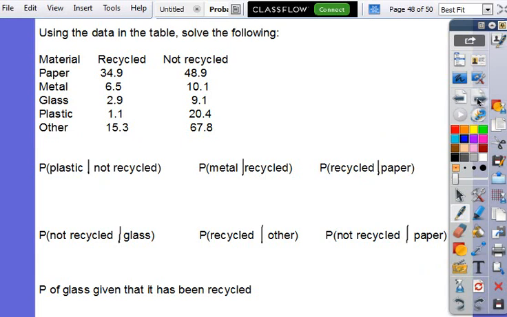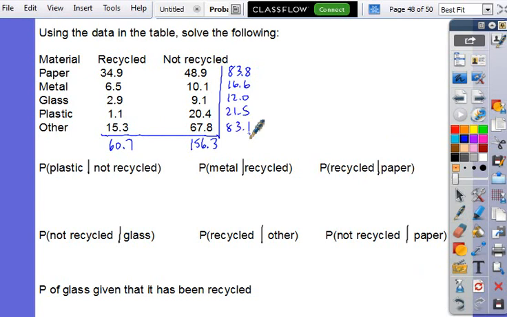All right, again, the first thing you need to do is get the totals. What is the total for recycled? 60.7. Not recycled, 156.6. And then over here for paper, 83.8, and then metal, 16.6, glass, 12.5, and other, 83.1. So again, do that first. Do not try to work a problem out unless you have that.